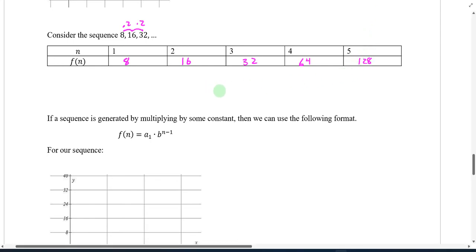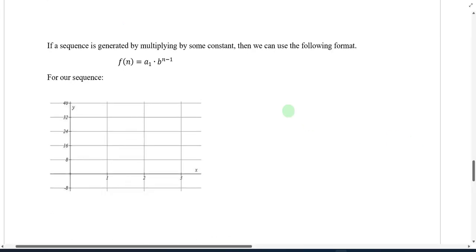Now remember, in the previous sequence, we were adding by some number. This time we are multiplying by some number. Okay? And so when we multiply by a number, we can use the following format for our equation here. This one says a sub 1, this being term 1 of the sequence, times b, and b is what we call a common ratio. Common ratio. This is what we're multiplying by.